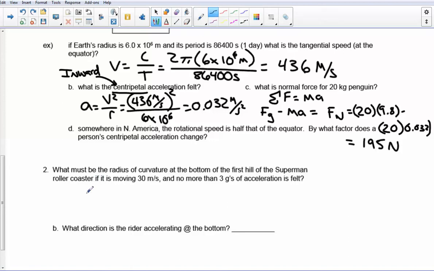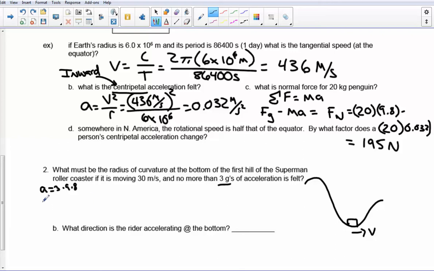Okay, so today in class we left off with this example. We want to know what the radius of curvature is at the bottom of the first Superman hill. So we have the Superman ride that looks something like this, and we're looking at the bottom, assuming that we are traveling in that direction. We want the acceleration to be no more than 3 g's. So a is equal to 3 times 9.8 worth of acceleration.